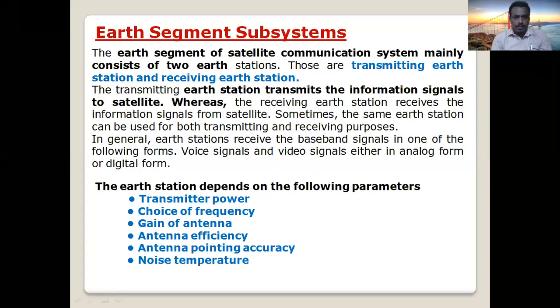Our topic today will be the Earth segment subsystem. It's one of the major subsystems in a satellite communication system. As we have discussed earlier, a satellite communication system has two major subsystems. One in the orbit, we call it the space segment. The other on the ground, we call it the Earth segment. You can call it the Earth station also. We have discussed the space segment previously, so today we'll see the Earth station, or subsystem called the Earth segment.